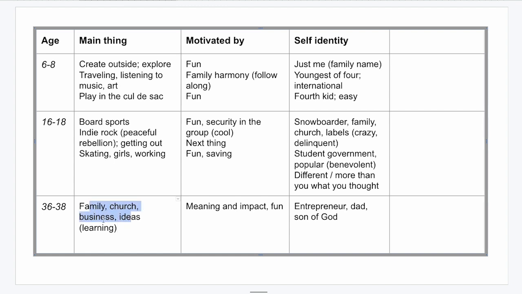Family, church, business. I think how we fill that bucket of our lives is a little bit different with each of us. But we have a job, we have church volunteer assignments, we've got our family, we've got educational things we're pursuing. Is there anything different about motivation here?